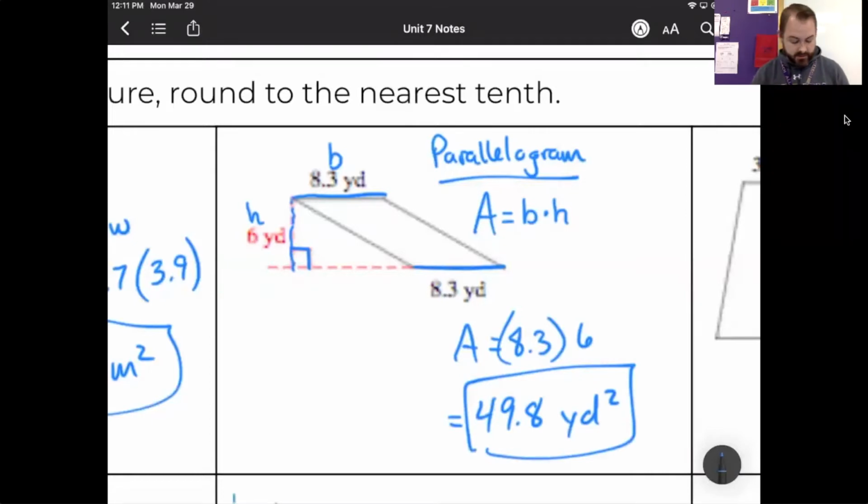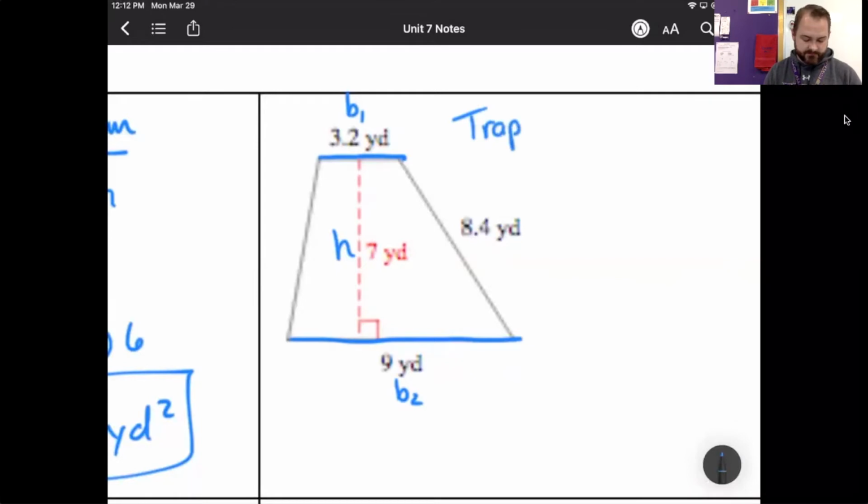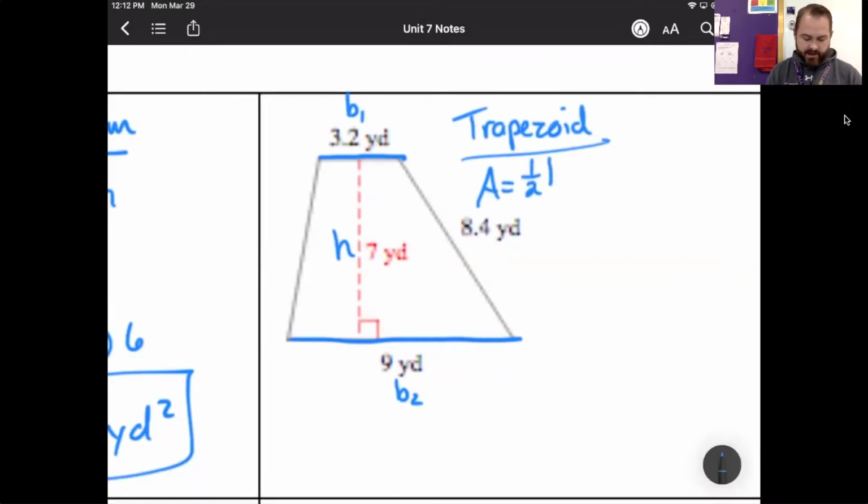All right, let's keep going. And this is our first example of our trapezoid. Okay, in this trapezoid, we've got our bases that are perpendicular to that height measurement. You should be able to notice this is the height measurement. Okay, it connects one base to the other base. So these are your bases, base 1 and base 2. So since this is a trapezoid, the area formula for a trapezoid is 1/2 height times base 1 plus base 2. Okay? So that would be 1/2 times the height of 7.